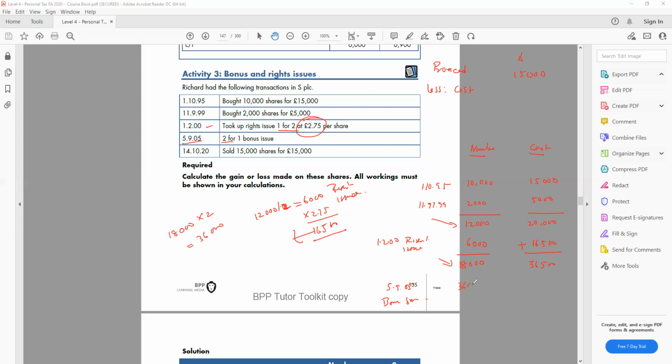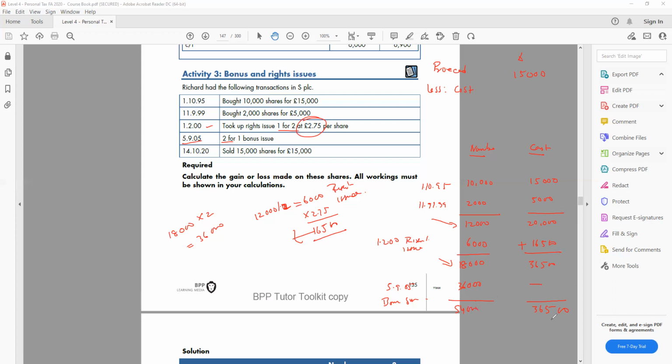So the bonus is 36,000 shares. And remember, as we said, for the bonus shares, no actual money is coming or going because a bonus is a free share. If you receive bonus shares, the number of shares increases, but the cost remains the same. So the total number of shares now is 18,000 plus 36,000, which is 54,000, and the cost remains the same, 36,500.